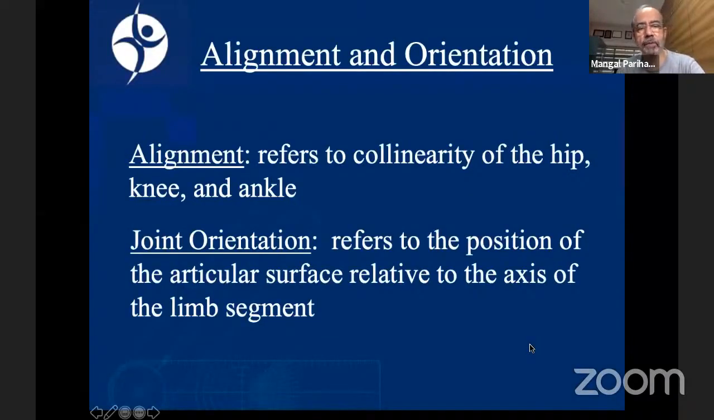So we need to look at two terms. One is alignment and orientation. Alignment means the relationship of the center of the head of the femur to the center of the knee to the center of the ankle. Normally, all three are collinear, in the same straight line. The second thing is joint orientation, which refers to the orientation of the joint line relative to the ground. For knee arthritis, the most important thing is the knee joint orientation, which, even in patients who have significant varus, tends to be parallel to the ground.